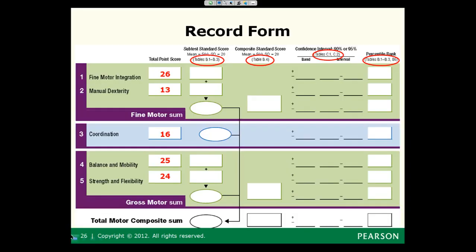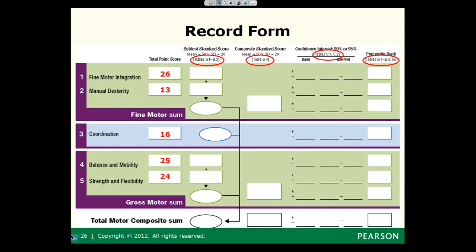Okay, so let's look at the record form. Let's look at what these scores mean and how we interpret them across the test. So in terms of the record form, this is what you're going to be using if you want to do the hand scoring. I have the tables circled in red up at the top, so I'm not going to go over the hand scoring because I think that's pretty straightforward.